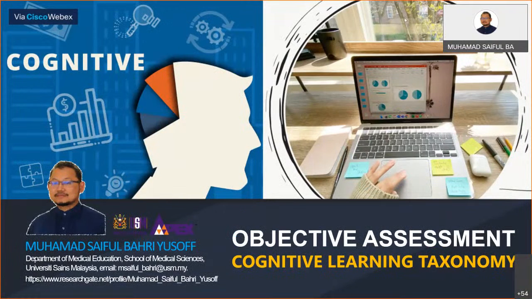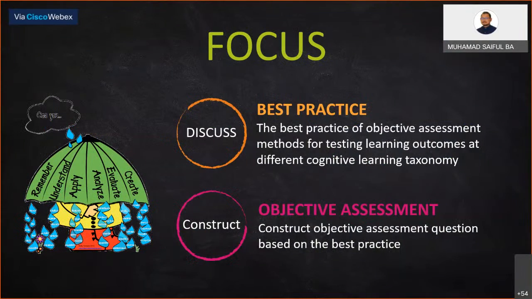As you already know, we are going to explore and practice the objective assessment by cognitive learning taxonomy. We only have two things to cover today. We are going to discuss the best practice, and then we are going to experience it by constructing a few objective assessment questions at the end of the session, and we can discuss after that. If you have anything, you can ask along our discussion.